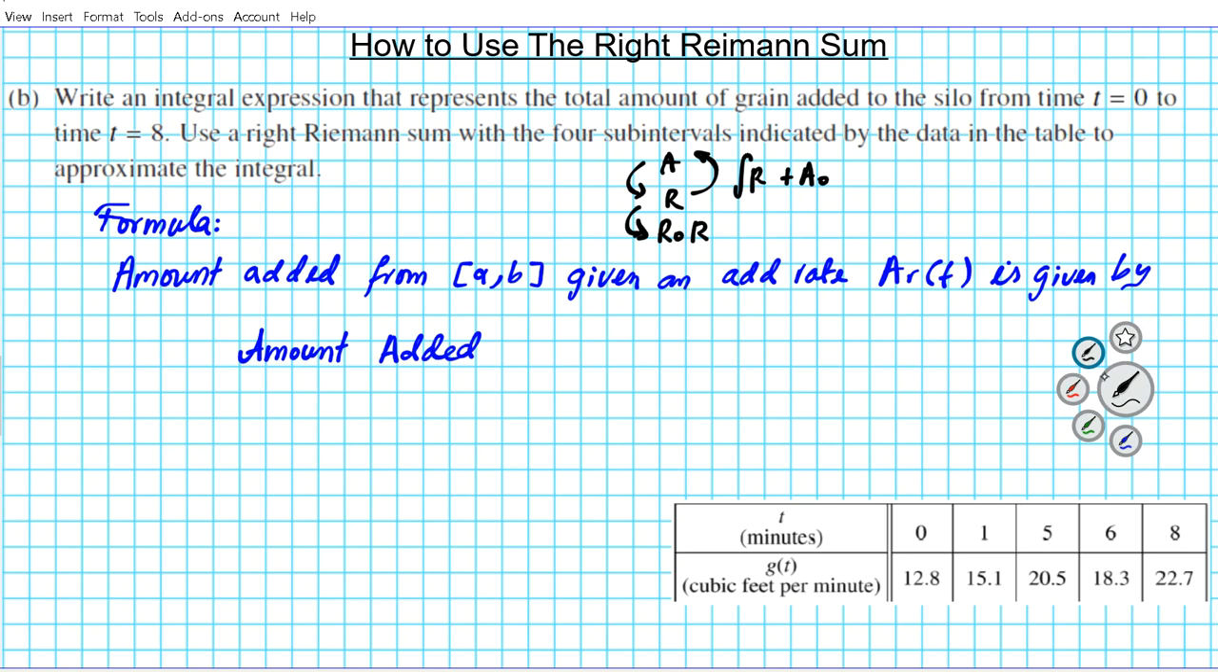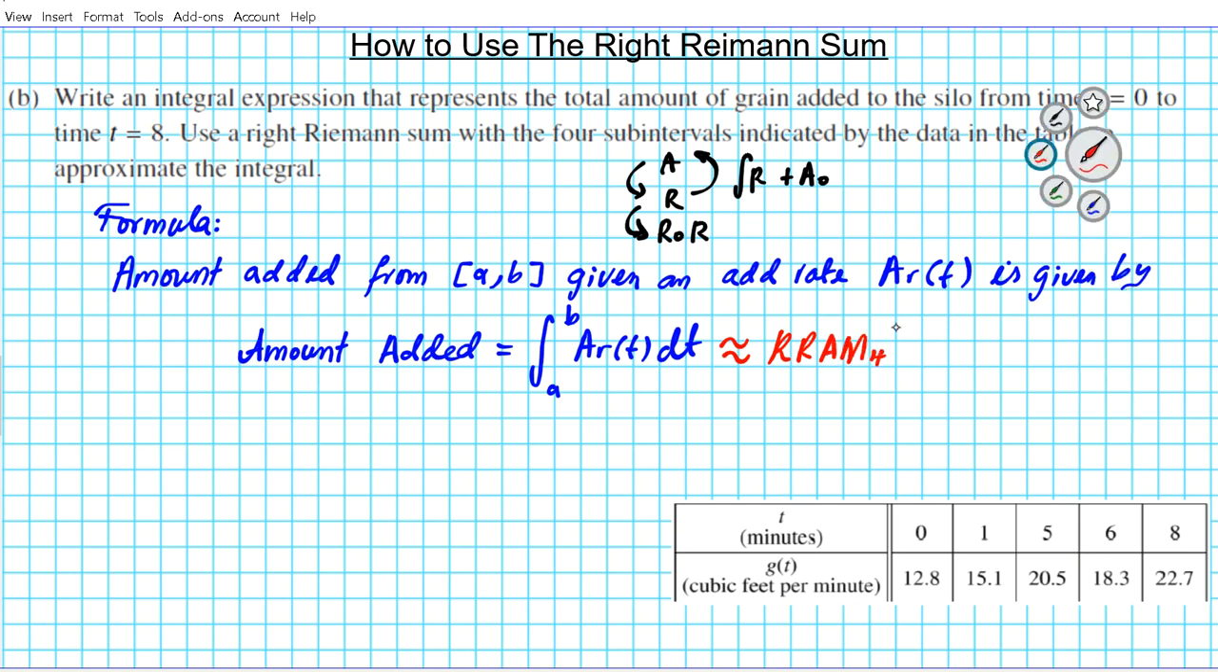Now, the amount added is going to be given by the accumulation from a to b of the add rate times the infinitesimally small time intervals dt. So if you integrate your rate, you get the amount. Basically, that's what it's showing us here. And then what we're doing is we're estimating this integral. Remember, you can estimate integrals using geometry. You can use rectangles or trapezoids. In this particular case, we are asked to use a right Riemann sum approximation with 4 subintervals.